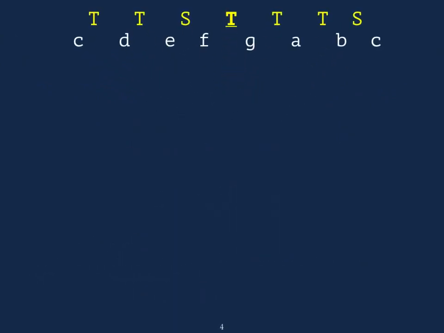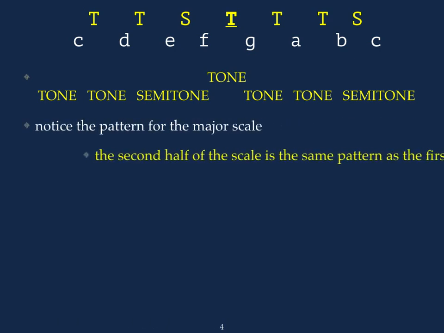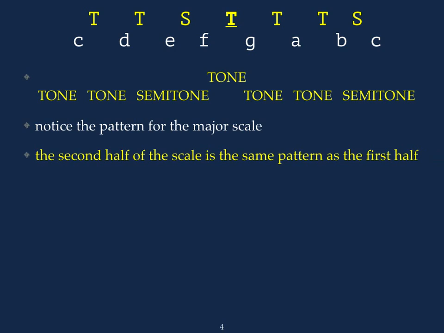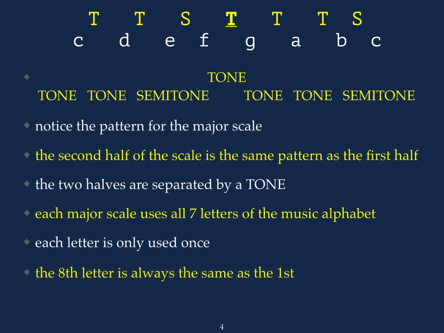Here's a reminder of the construction of the C major scale. Tone, tone, semitone, split by a tone, tone, tone, semitone. Notice the pattern for the major scale, where the second half of the scale is the same pattern as the first half, and the two halves are separated by a tone. Each major scale uses all 7 letters of the music alphabet. Each letter is only used once, and the 8th letter is always the same as the first.